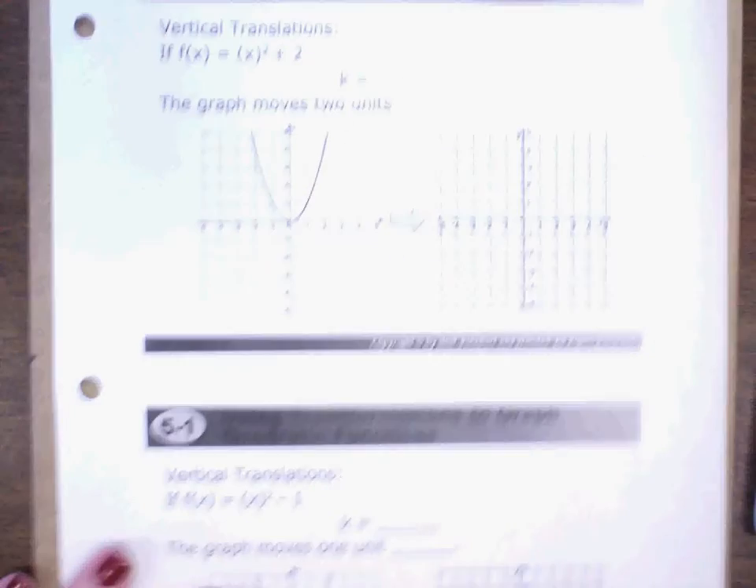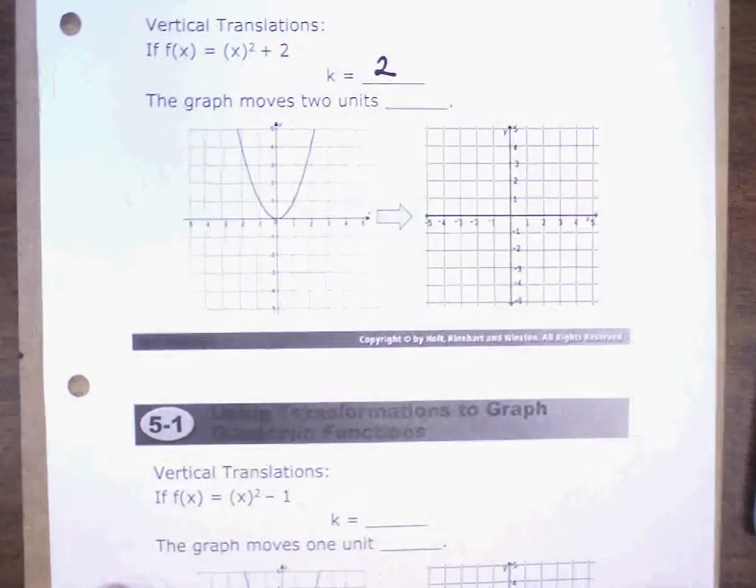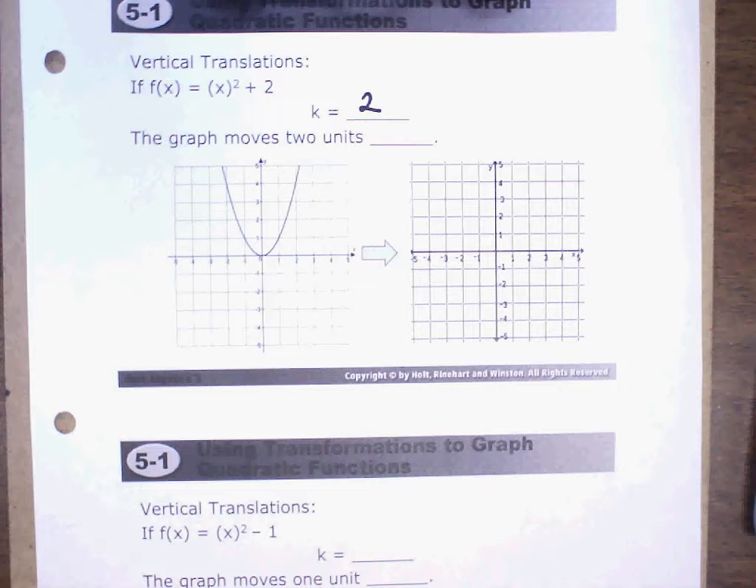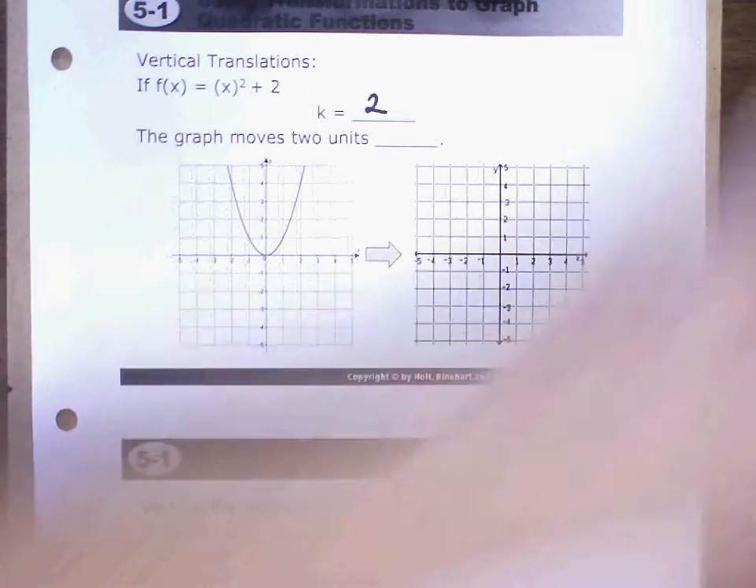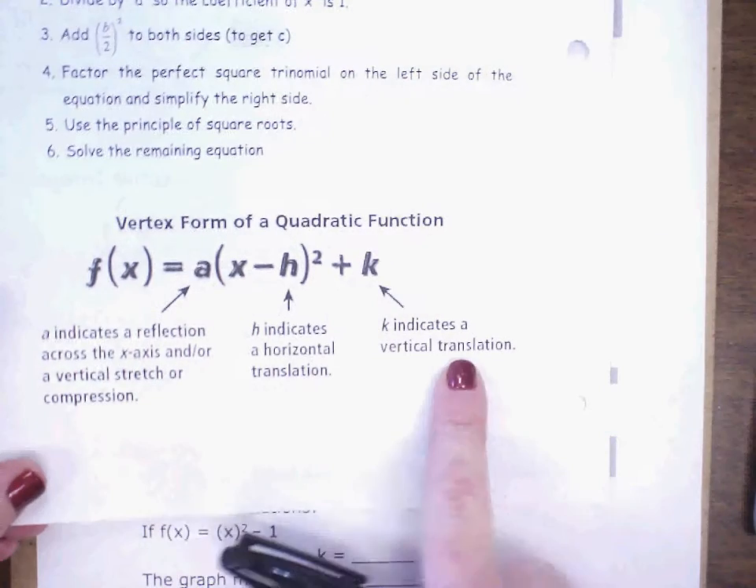The k does not come out opposite. It's only the h because of that negative that's in front of it. So k would be 2. That means it would be negative 2. Yes, the k is the same. The h is the one that comes out opposite.